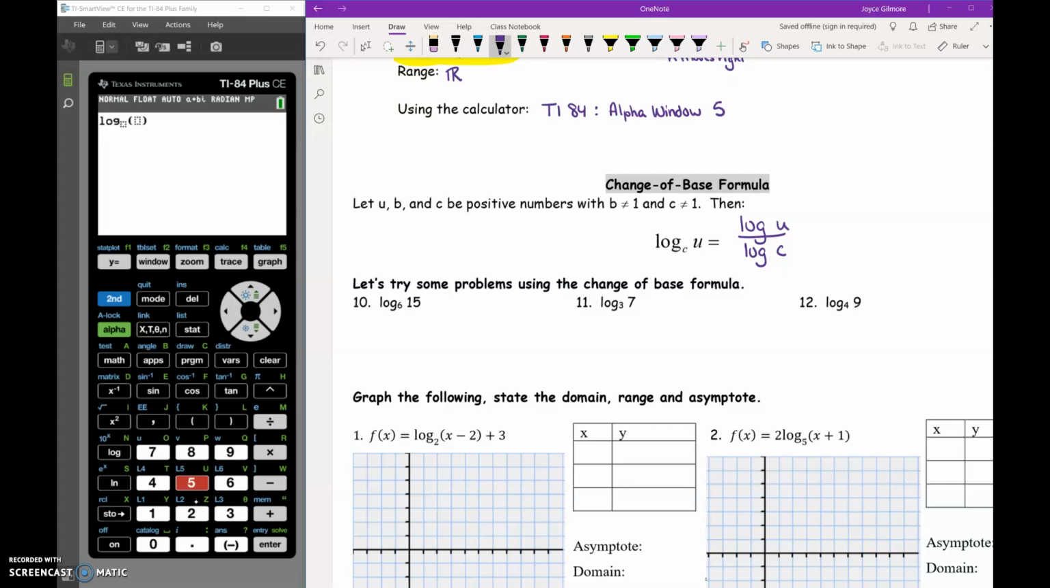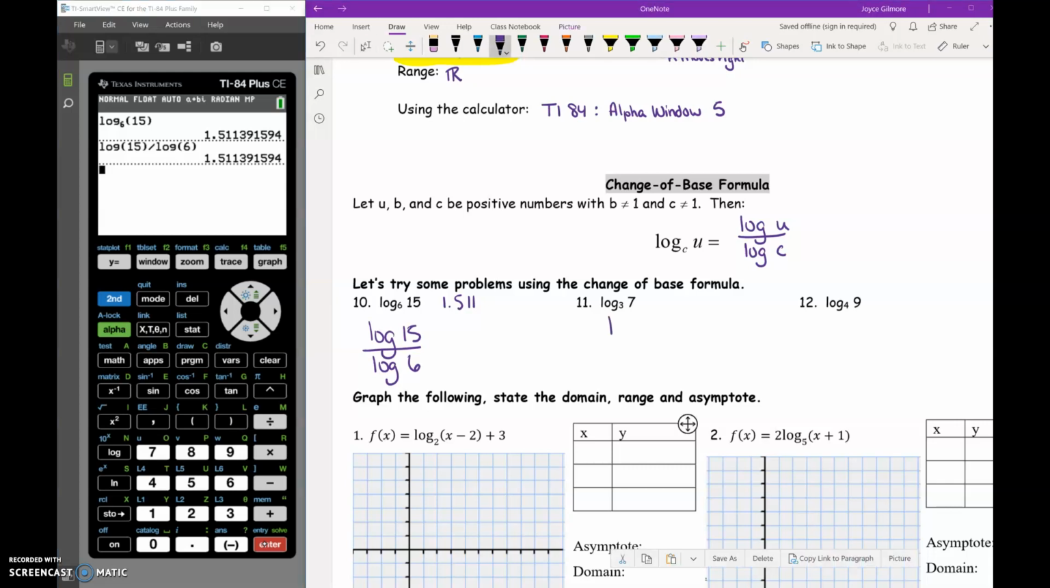So if I do this in my calculator, log base 6 of 15, I can type in log base 6 of 15, and I know that it is 1.511. But what if I don't have this TI-84? You can do log 15 divided by log 6. So normal log button 15, close your parentheses, divided by log button 6, close your parentheses. We get that same thing, 1.511.